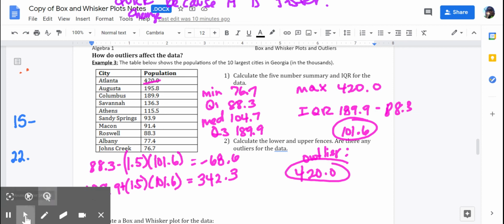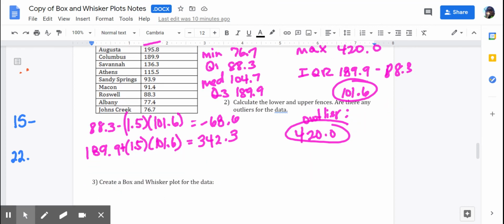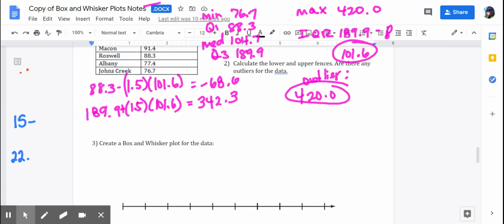Well, the next thing that it's asking me to do is to create a box and whisker plot for this data. So they've given me the number line, and I've got my 5-number summary. I'm going to go up by 50s here. Again, your number line does not have to be the exact same as mine. As long as you are consistent, you are correct.